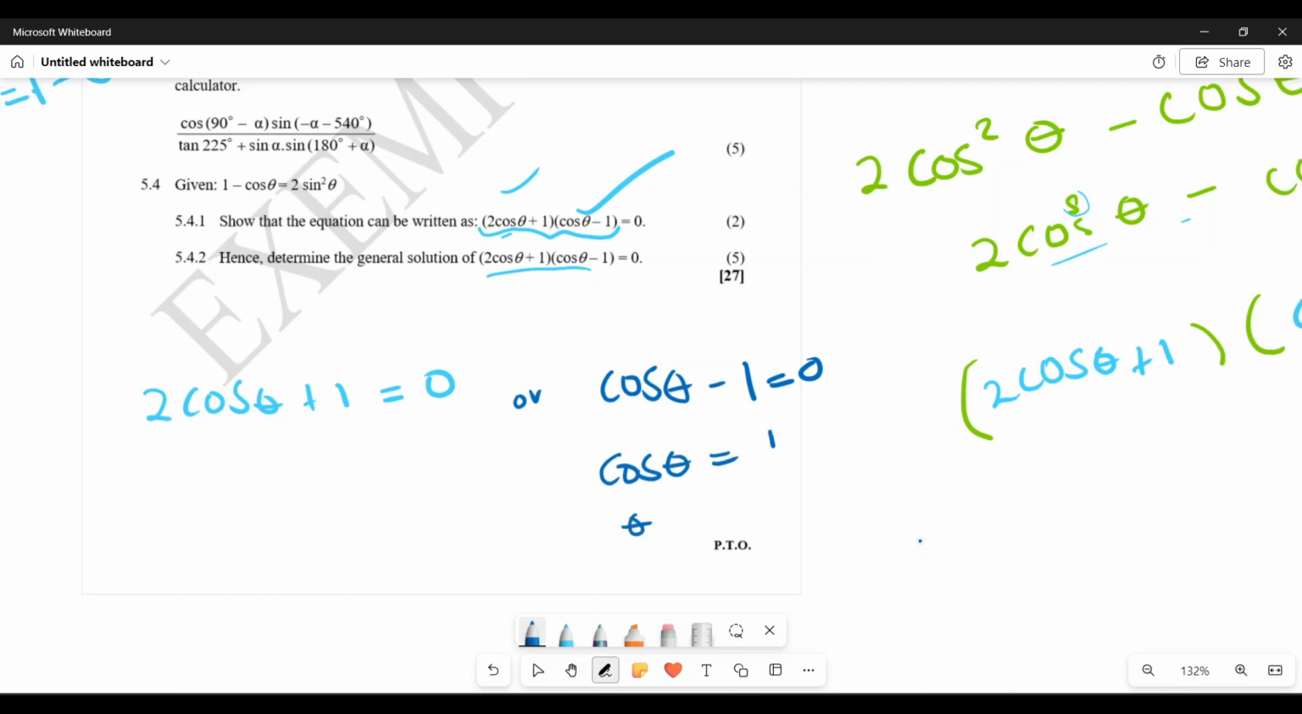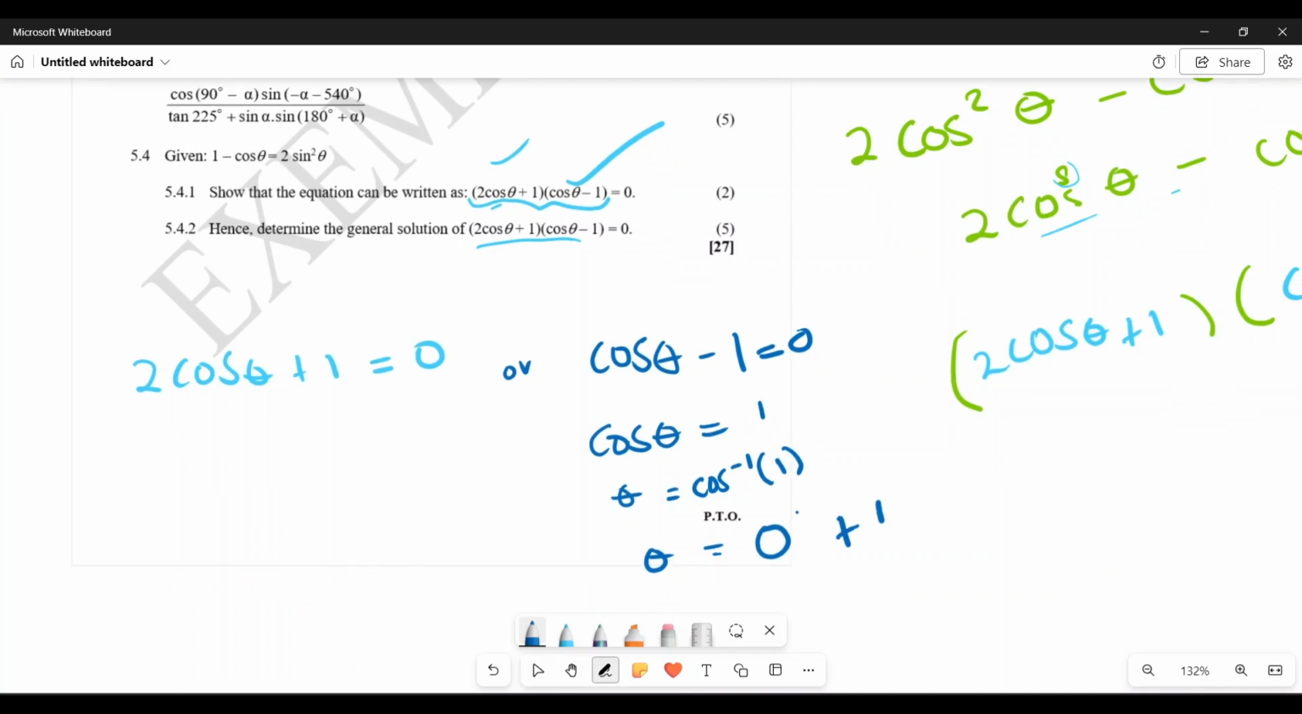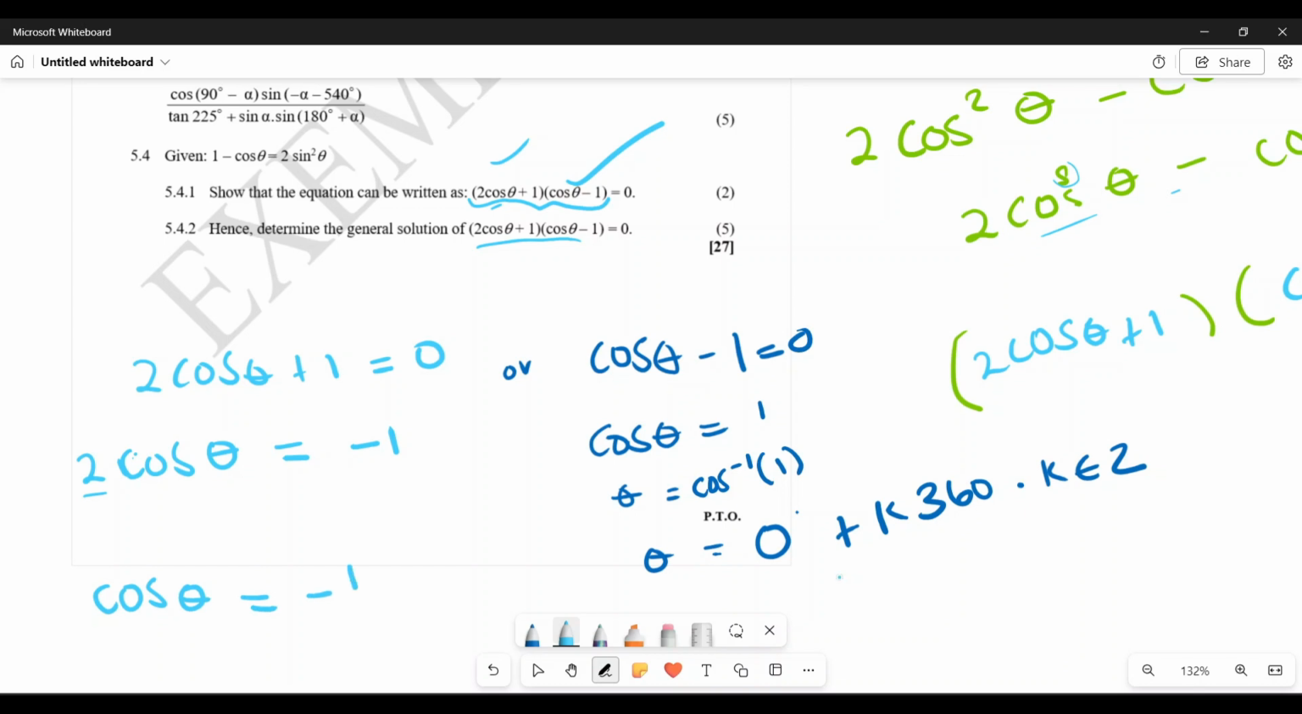Now I'm going to take theta to be equal to the inverse of cos 1. As a result, my theta is going to be equal to 0 in this instance. And I will just write my period. My period for my cos graph is 360k, and k are all values which are real numbers. So now here my first answer is 0. Now let me try and do the other one. So this is 2 cos theta. I'm going to take the 1 to the other side, so it becomes negative 1. Now I'm going to divide both sides by 2 to get rid of this 2. As a result, my cos theta is going to be equal to negative a half.